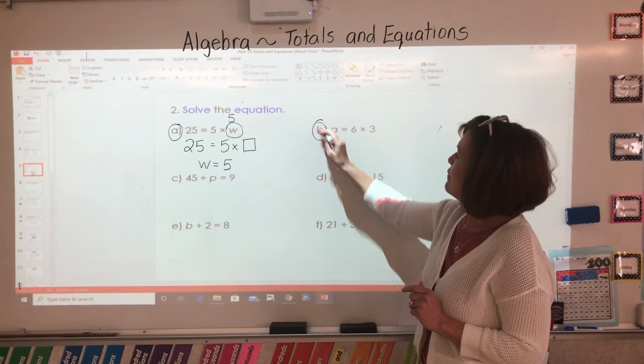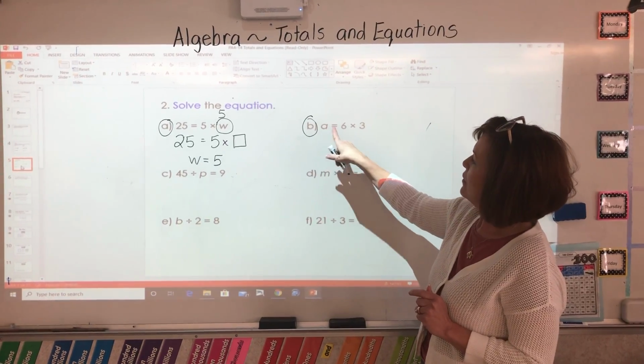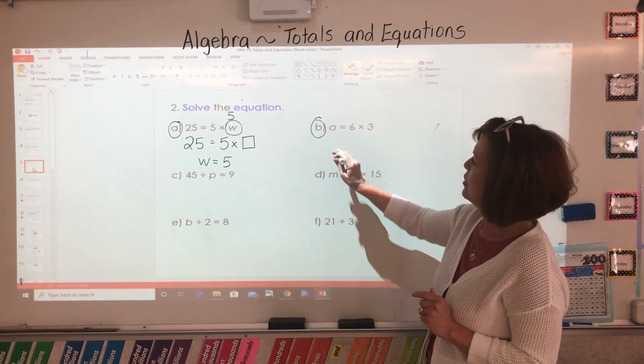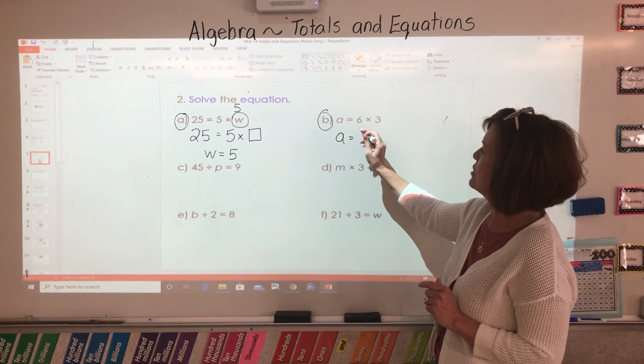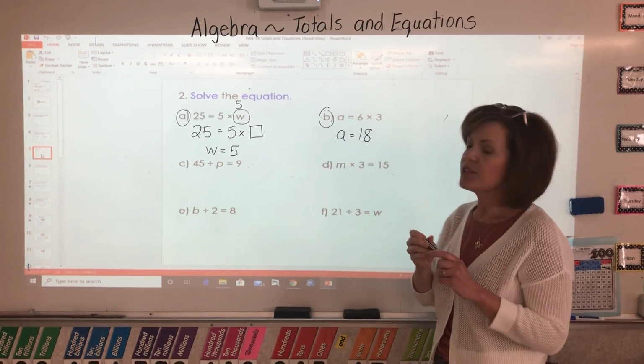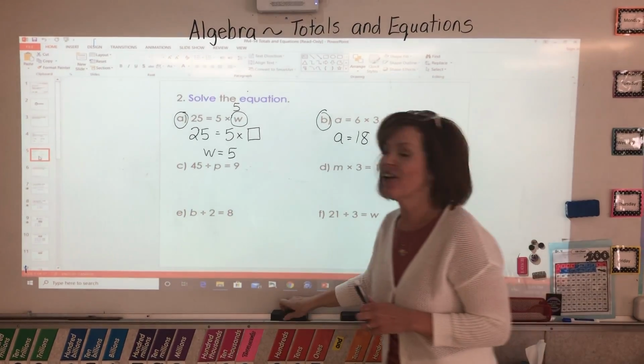Next one, they've got A, or unknown number, equals 6 times 3. What is the unknown number? Well, 6 times 3 equals 18. So that's how we use letters in our algebra.